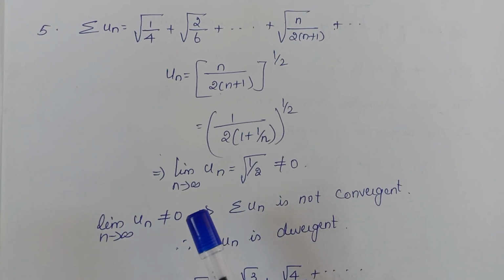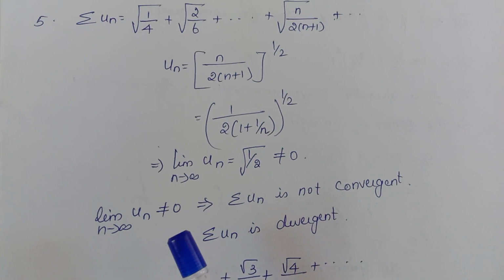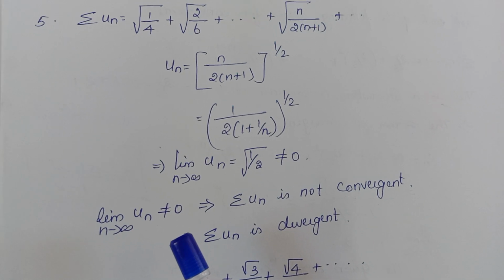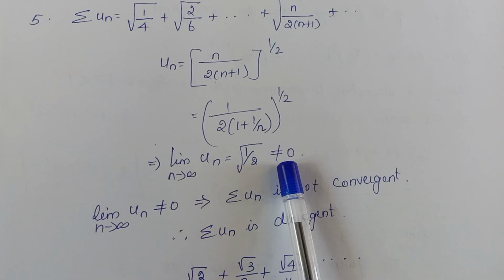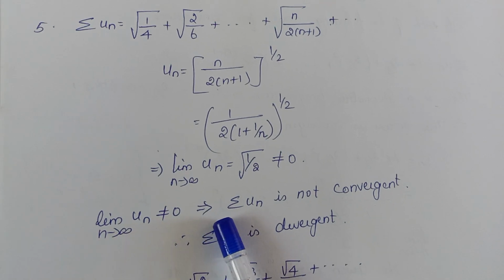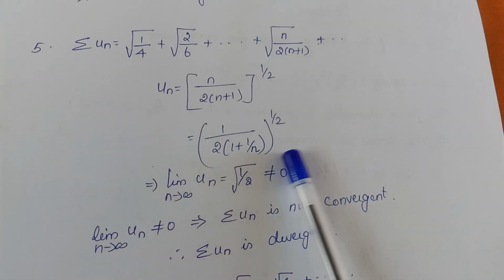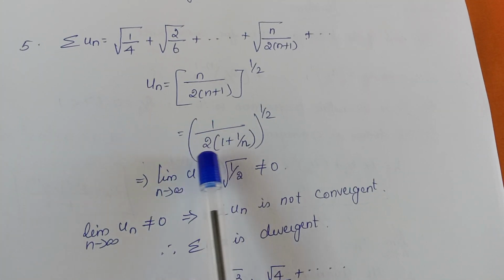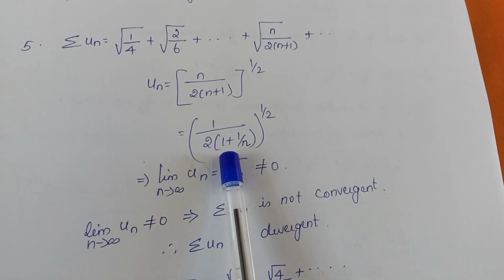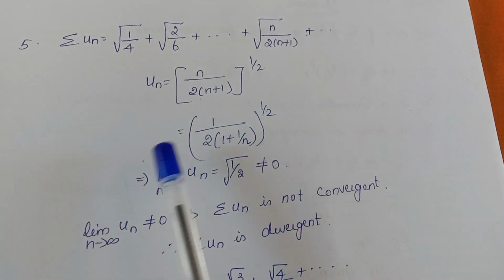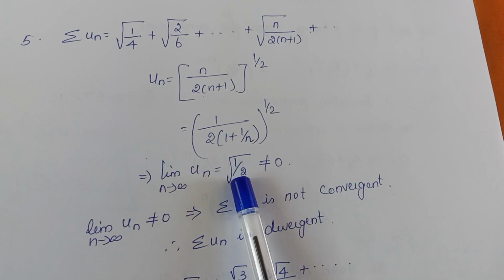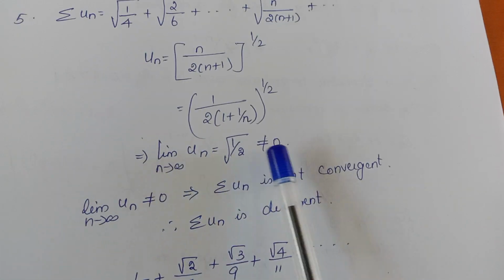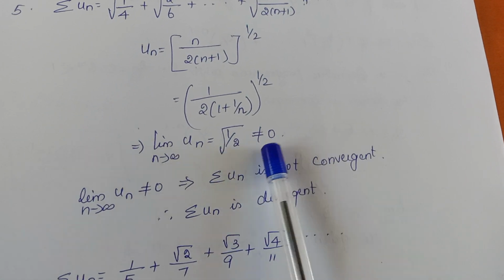So how will you use that statement here? If the nth term tends to 0 as n tends to infinity, we cannot say anything about the convergence. But if the nth term is not equal to 0 as n tends to infinity, then definitely the series is not a convergent one. So that is what I am going to do here. This is my nth term. Now you simplify this term. You cancel n from the numerator and denominator. I am getting 1 by 2 into 1 plus 1 by n, the whole to the power of half. As n tends to infinity, this reduces to square root of 1 by 2, which is a non-zero term. So limit n tends to infinity un is non-zero. That means the given series is not convergent.